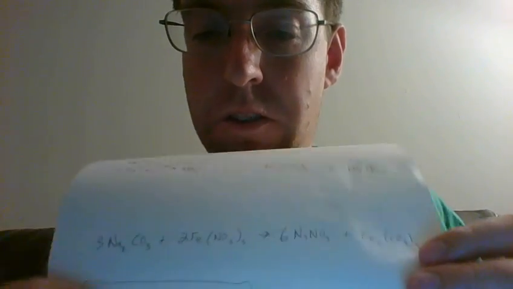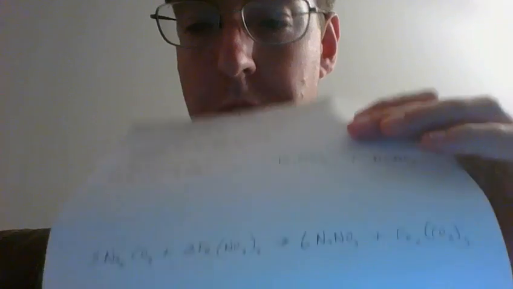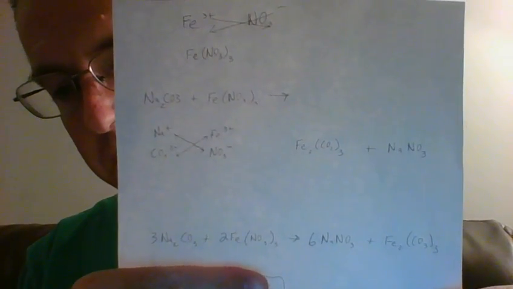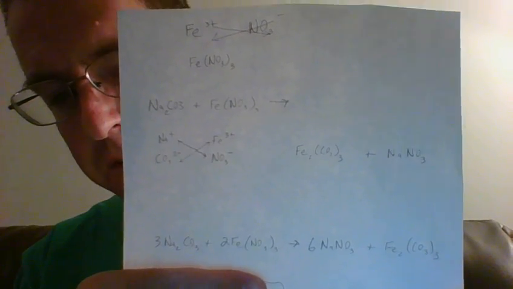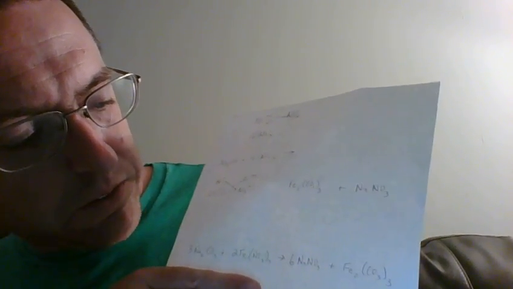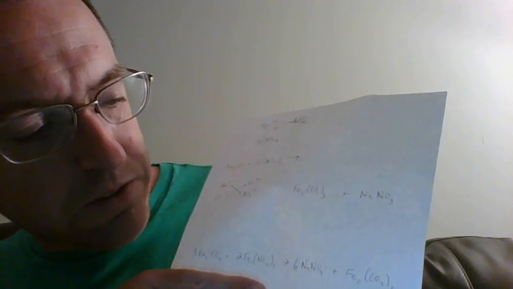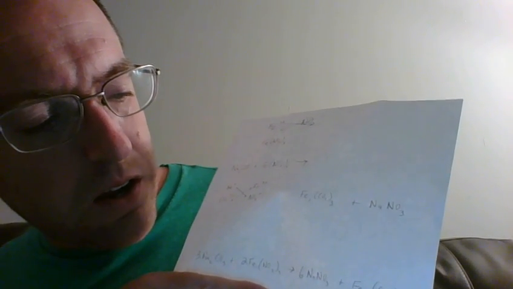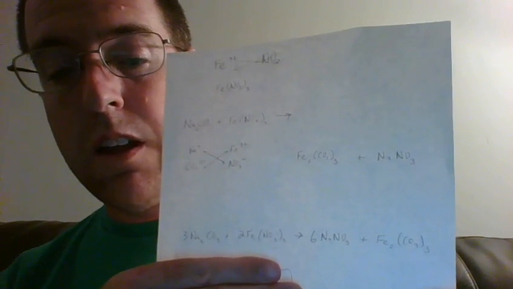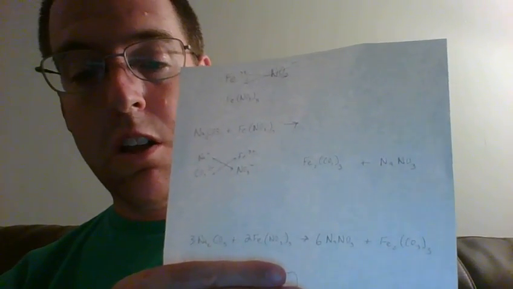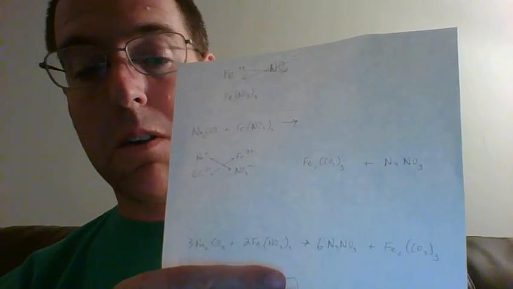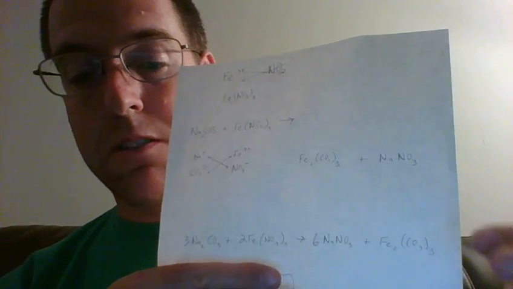So if you balance the equation correctly, you should end up with this. All right, so you have 3 sodium carbonates plus 2 iron(III) nitrates gives 6 sodium nitrates plus iron(III) carbonate. All right, so if you go through your precipitation rules or your solubility rules, you should be able to figure out which compound precipitates.